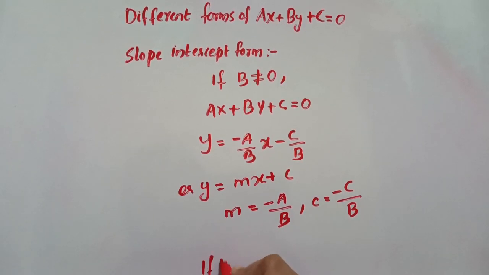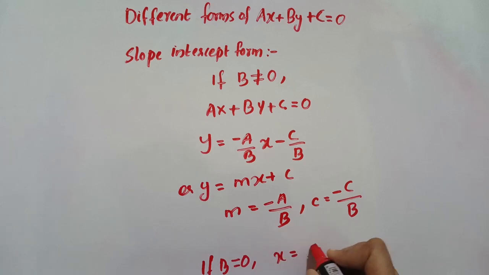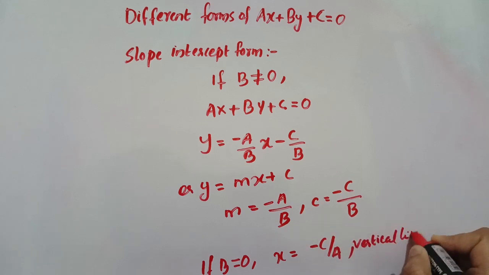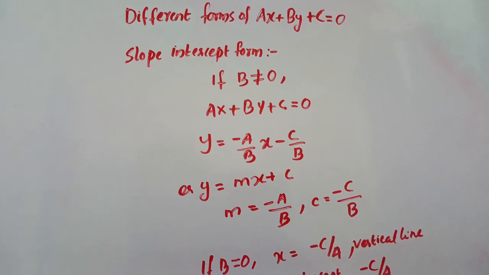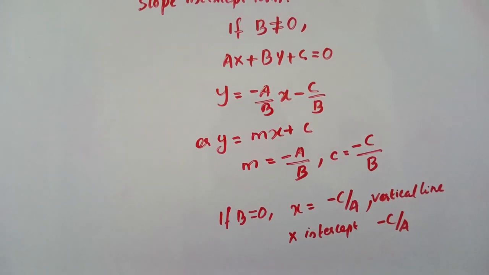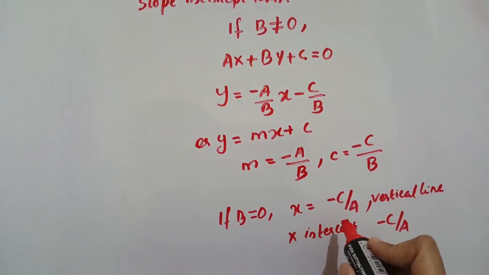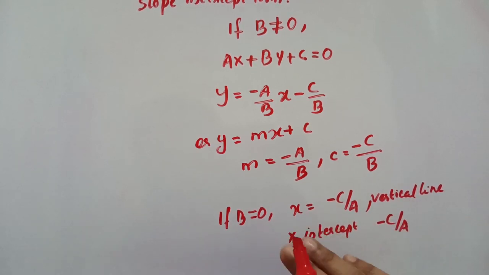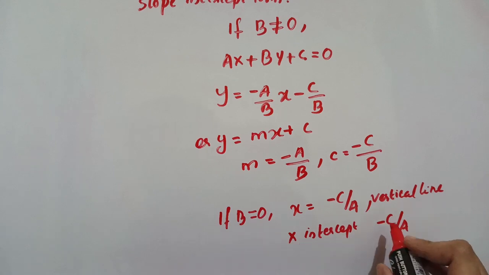If b is equal to 0, then we can write x is equal to minus c by a, which is a vertical line whose slope is not defined and x-intercept is minus c by a. That is, if b is equal to 0, x is equal to minus c by a, which is a vertical line whose slope is not defined and x-intercept is equal to minus c by a.